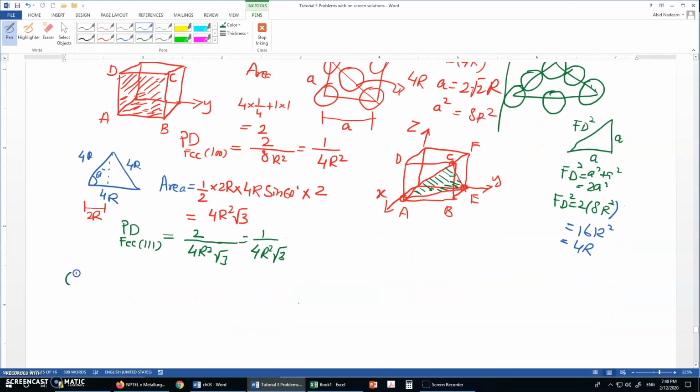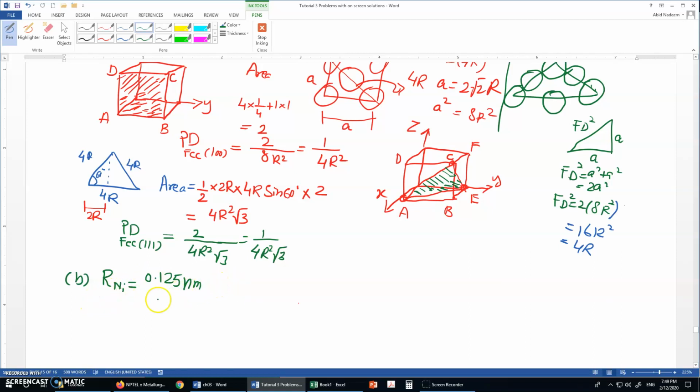For part B, it has been asked what is the planar density of nickel along these two directions. So the atomic radius of nickel can be found from the book, or it can be searched on the internet. It is equal to 0.125 nanometer.